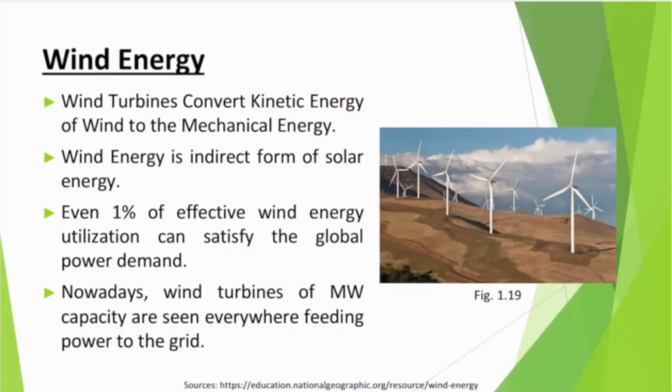So the technology required to take this wind plant into the sea, and having a transformer and the cabling to get the electricity to the onshore, become a challenge, and we'll deliberate on that. Nowadays, wind turbines of megawatt capacity are seen everywhere feeding power to the grid. Initially, it was at kilowatt level, and today it is at megawatt scale. So 2, 5, 10 megawatt are the commonly seen wind turbines today in the field.